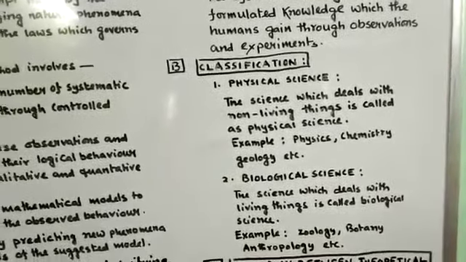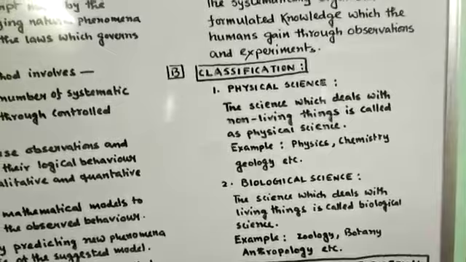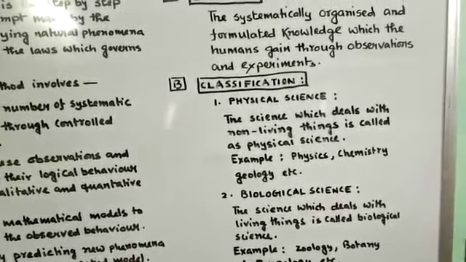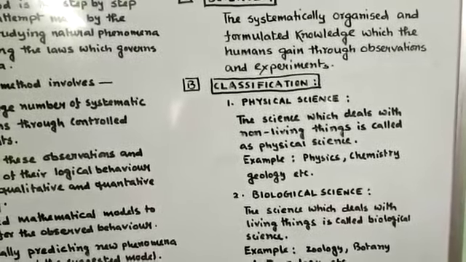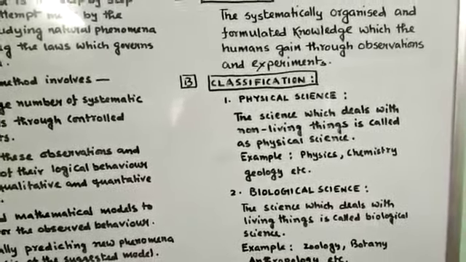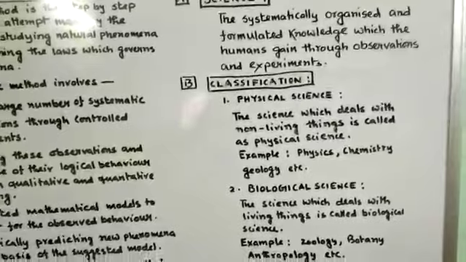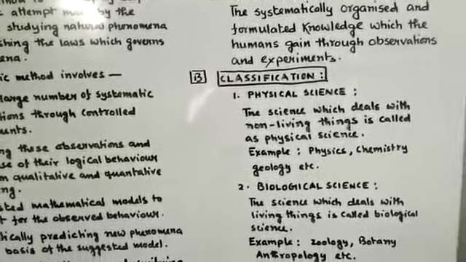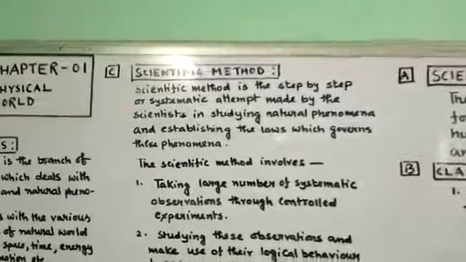Here we will discuss physical science, and from physical science we will discuss physics. But let me discuss a few things before discussing physics. This is number A, what is science. Number B is classification. Now number C, a very important one, is the scientific method.